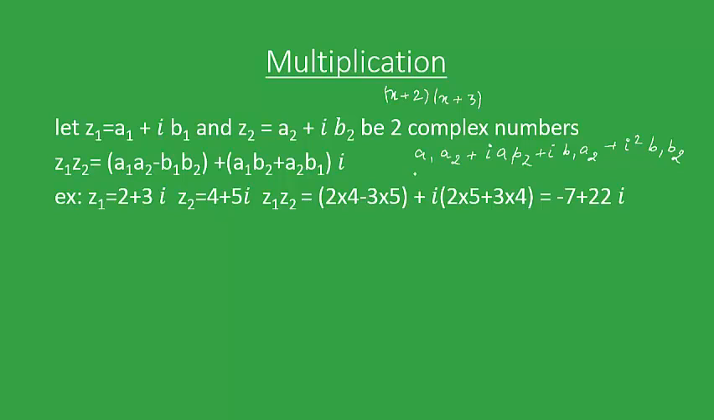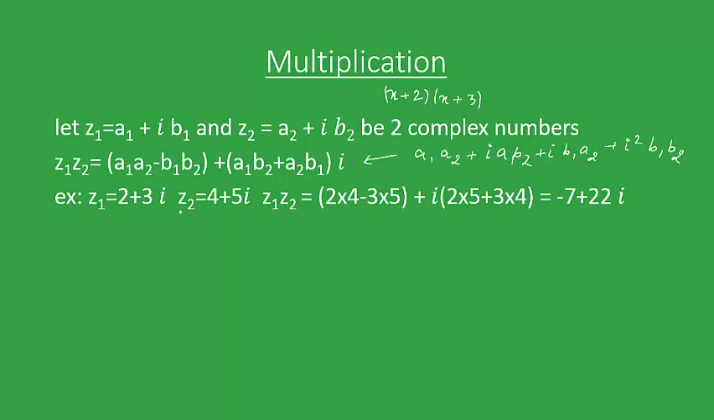As you learned from the earlier classes, iota square is equal to -1, so it will again yield the same answer. This is just a factorized form of this particular thing, which says that it is a1 a2 minus b1 b2, that is for the iota square, plus iota times a1 b2 plus b1 a2.